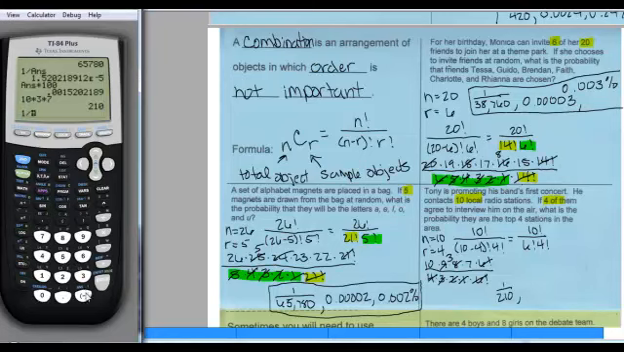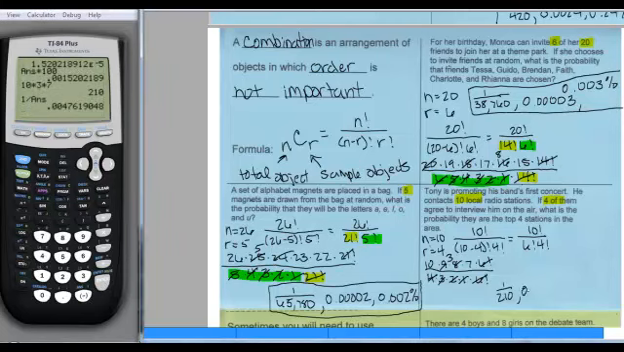Second negative. 0.0048. That 7 will go up because of the 6 after, which is 0.48%.